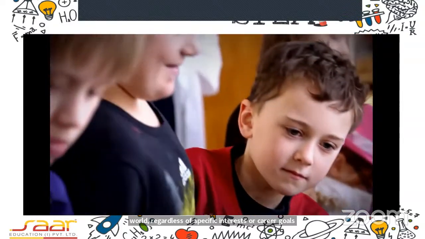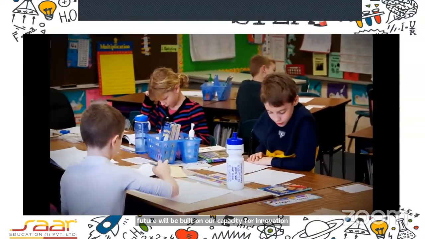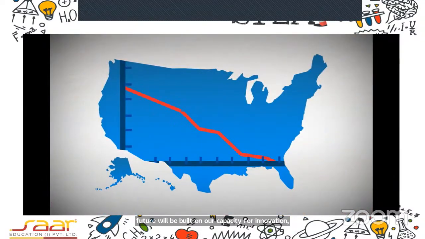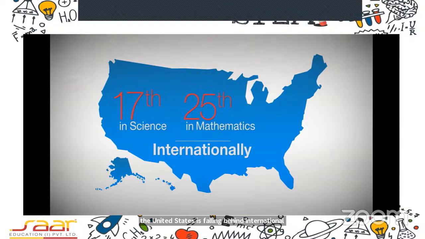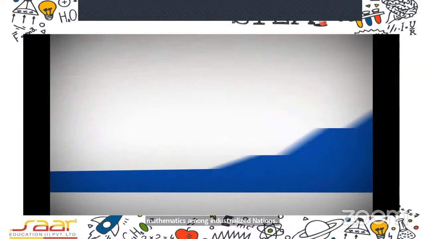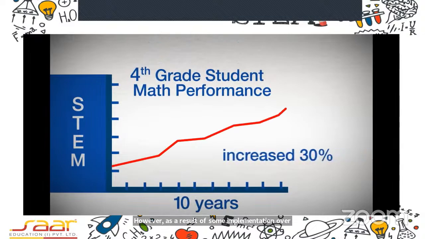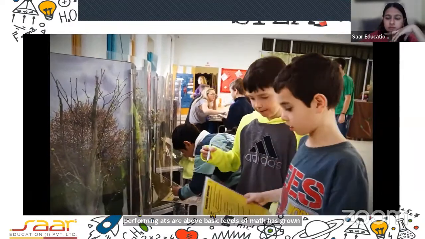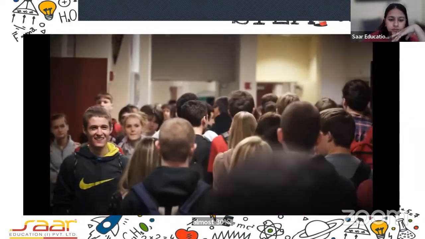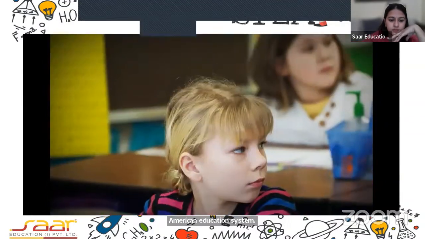STEM is a direct response to the realization that our future will be built on our capacity for innovation, invention, and creative problem solving. Unfortunately, the United States is falling behind internationally, ranked 17th in science and 25th in mathematics among industrialized nations. It will become more and more difficult to remain competitive in the global economy. However, as a result of STEM implementation over the last decade, the number of 4th grade students performing at or above basic levels in math has grown almost 30%. The evidence is out there, and it points to STEM education being a vital part in the future of the American education system and our ability to effectively train future global innovators and world leaders.